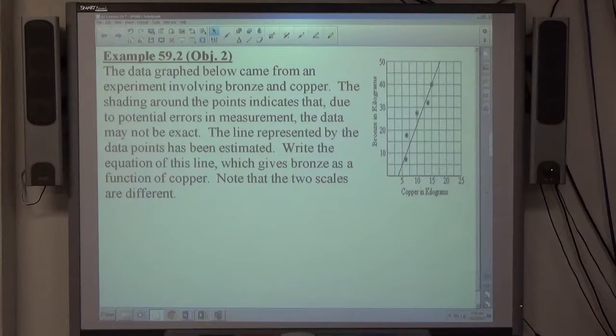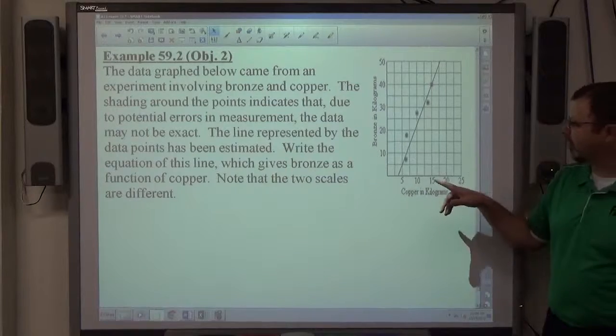Note 2, the data graph below came from an experiment involving bronze and copper. The shading around the points indicates that due to potential errors in measurement, the data may not be exact. The line represented by the data points has been estimated. Write the equation of this line, which gives bronze as a function of copper. Note that the two scales are different.